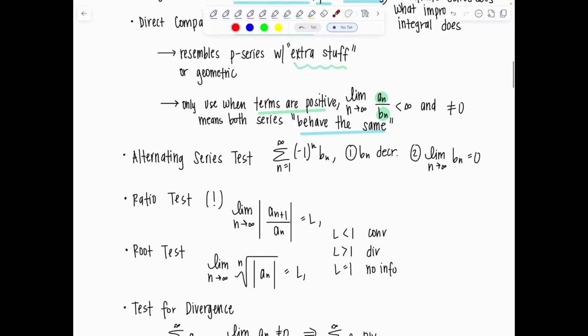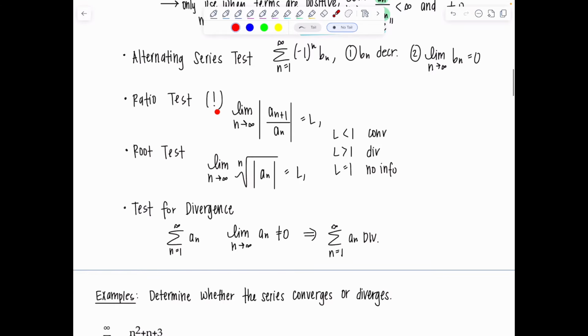Okay, ratio test. Use it anytime you see a factorial. And then other scenarios as well, but if you see a factorial, run to the ratio test. There's no other test you even need to think of. You take the limit as n goes to infinity of the absolute value of a_(n+1) over a_n, and that gives you L. If L is less than 1, your series converges. It actually converges absolutely. If L is greater than 1, your series diverges. If L is 1, you get no info. When this happens, it's a U problem, meaning you should pick a different test.